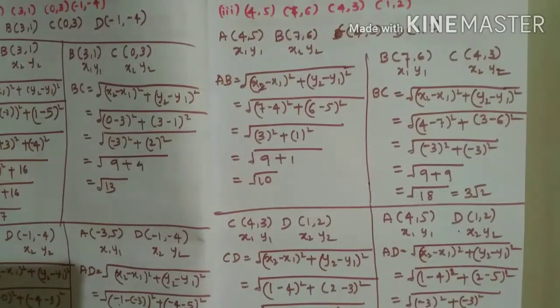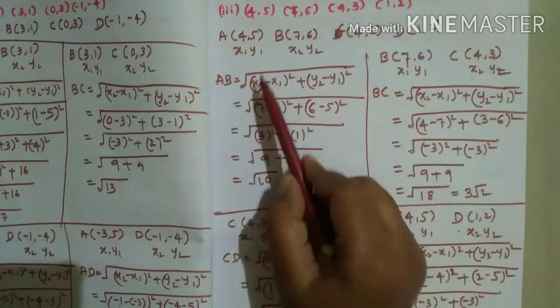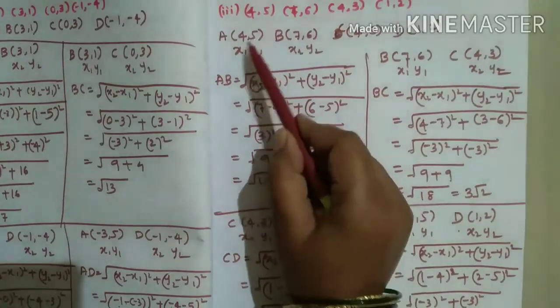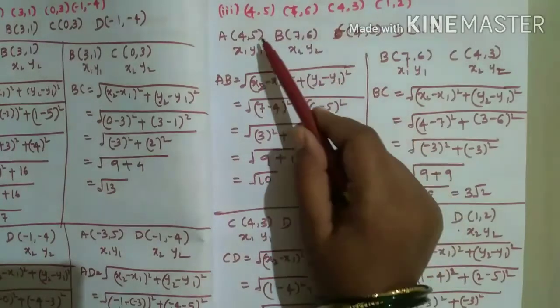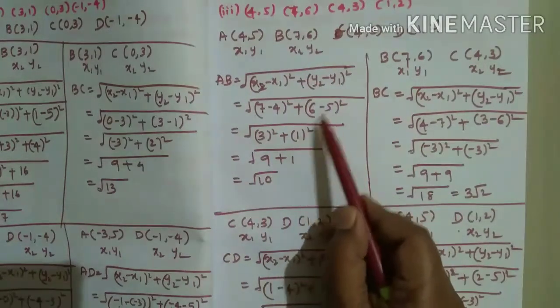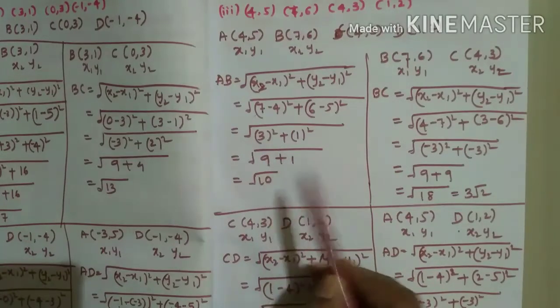Here just observe, here also they have given the 4 points. I have taken those points as A, B, C, D. First, considering the first 2 points, I have taken them as x1 y1 and x2 y2 here. I substituted x2 is 7 minus x1 is 4, 7 minus 4 is 3 square, and y2 is 6 minus 5 whole square, 6 minus 5 is 1 square. 3 square is 9 plus 1, so 9 plus 1 is square root of 10.